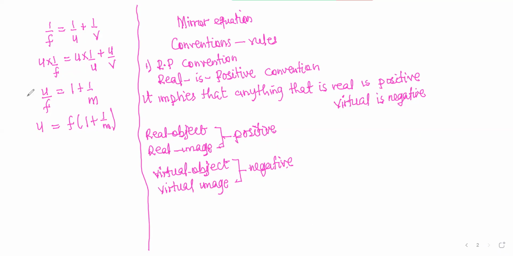So let's draw a spherical mirror and then try to understand this properly. So this is a pole. This is a principal axis. This is a concave mirror.